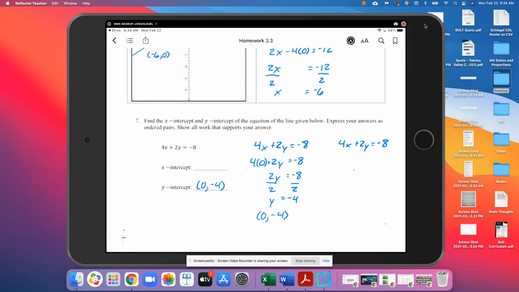And then over here, we'll go ahead and put 0 in for y. And we get 4x equals -8. Divide by 4, and x equals -2. So our x value is going to be -2. Our y value is going to be 0.